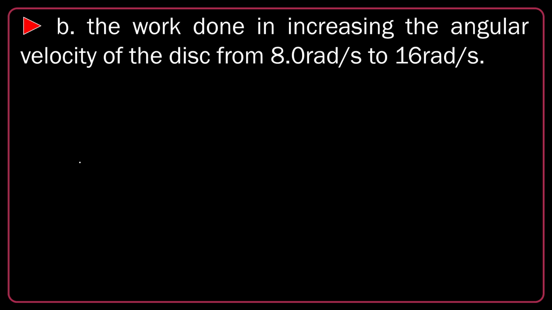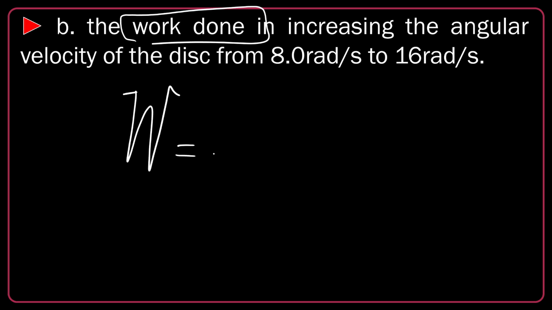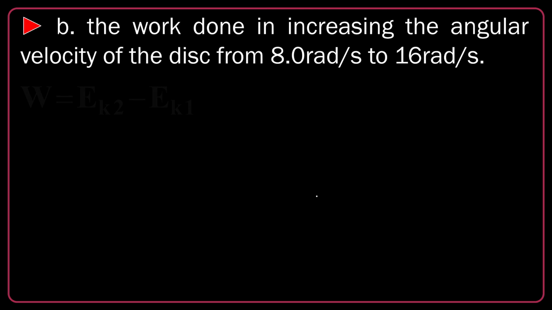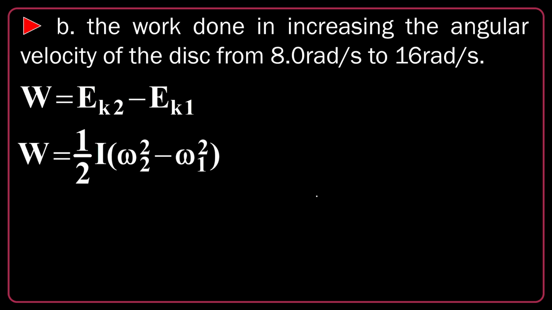Part B, the work done in increasing the angular velocity of the disk from 8 to 16. Work done is the work done by the net torque. Okay, work done by the net torque is supposed to be the change in kinetic energy. This is something we know. So let's do it like that. Kinetic energy final minus kinetic energy initial. And so it's a half of I times omega final squared minus omega initial squared, as I mentioned.